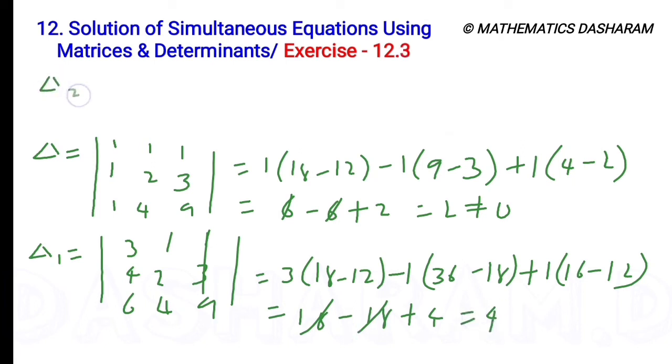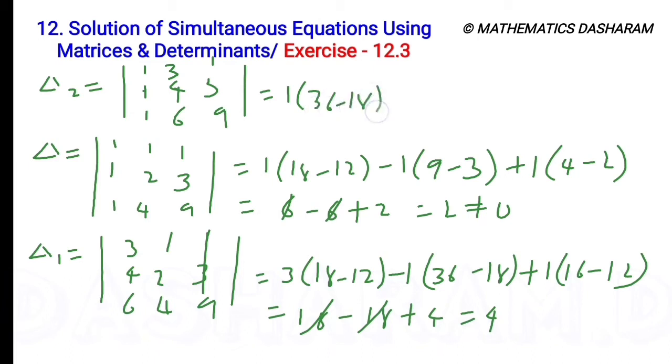Next, delta 2 equals: replace the second column with constant numbers in the delta matrix. So the constant numbers are 3, 4 and 6. Next, 1, 3, 9. Find its determinant. Expand the first row elements. So 1 into 4 into 9 minus 3 into 6, 36 minus 18, minus 3 into 9 into 1 minus 3 into 1, 9 minus 3, plus 1 into 6 into 1, 4 into 1.